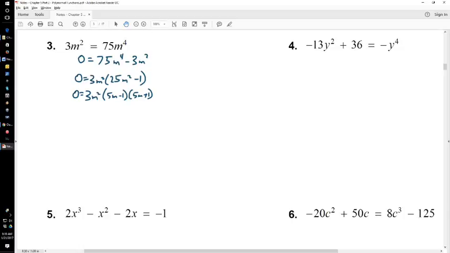So I got 3m squared equals 0. We got 5m minus 1 equals 0. And 5m plus 1 equals 0. And now don't let this one on the left mess with you. What do I do about the m squared? Well, think of it this way.